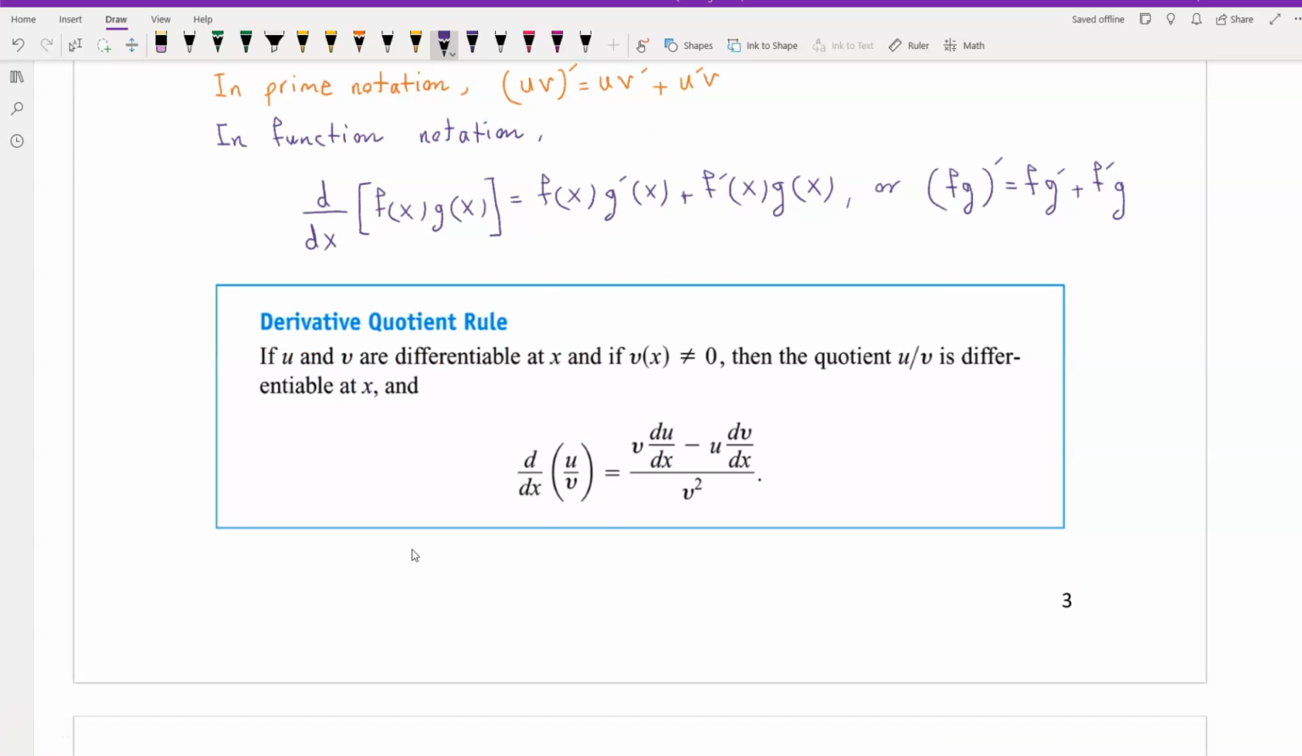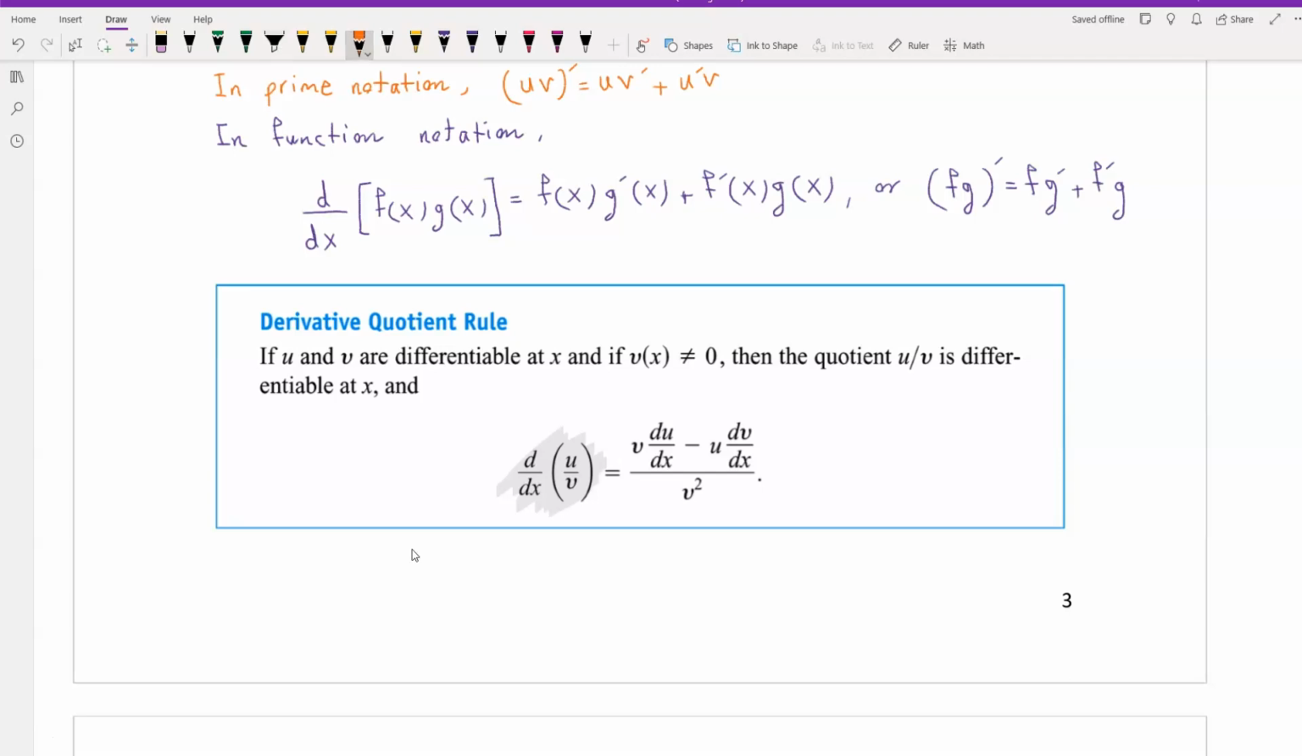Now here on this part we have derivative quotient rule. If u and v are differentiable at x, and if v of x is not equal to 0, then the quotient u divided by v is differentiable at x, and derivative with respect to x of u divided by v is equal to v times derivative of u with respect to x minus u times derivative of v with respect to x, divided by v squared.